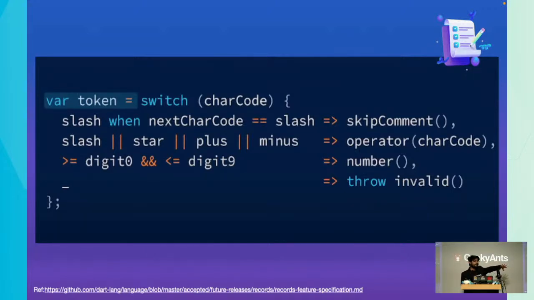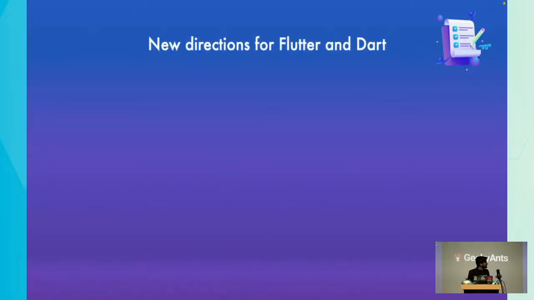One more thing, this is code for compilers. And if you have slash star plus, do some operation. If it is a digit, which is greater than or equal to and less than or equal to some number, 0 to 9, then do some number operation. So yeah, that was all about records and patterns.